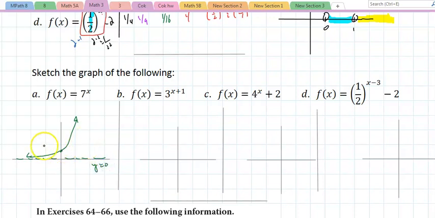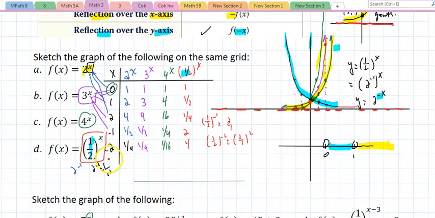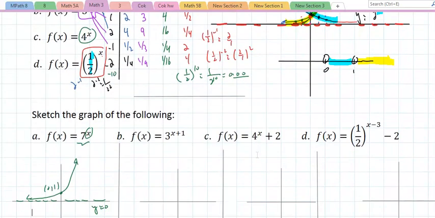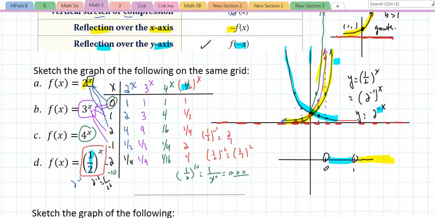The reason this is an asymptote: no matter how small you choose x to be, that number will be close to 0 but never equal 0. That is, if I was to choose x to be negative 10, then 1/2 to the 10 power, that's 1 over 2 to the 10 power. That's a very small number, but it's not 0 and it can never be 0. That's sufficient.